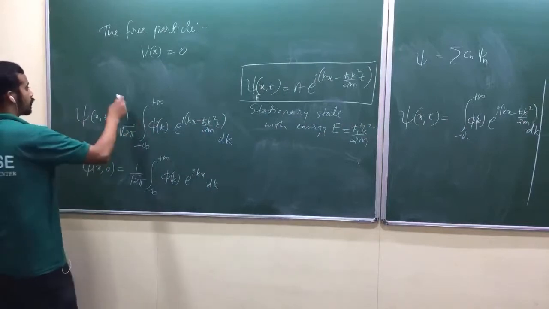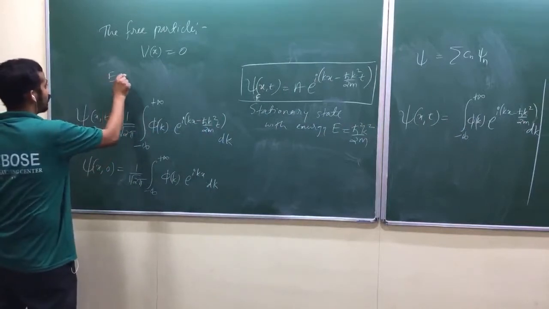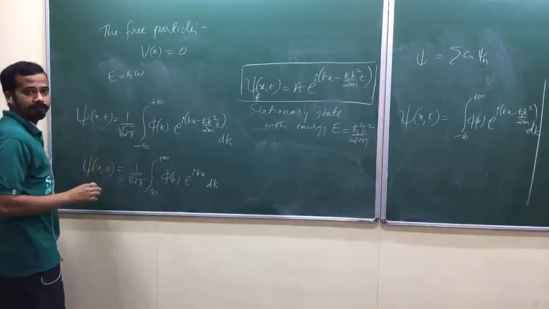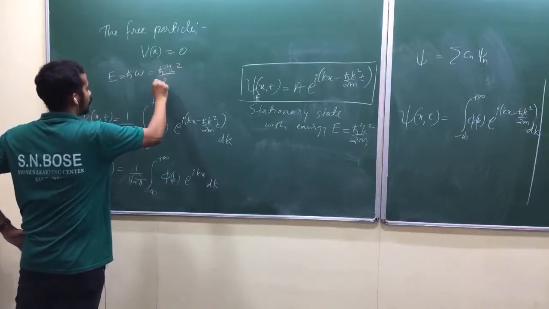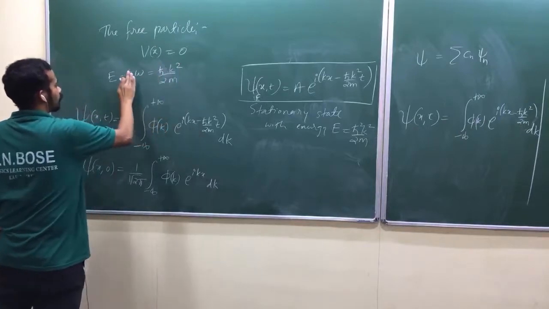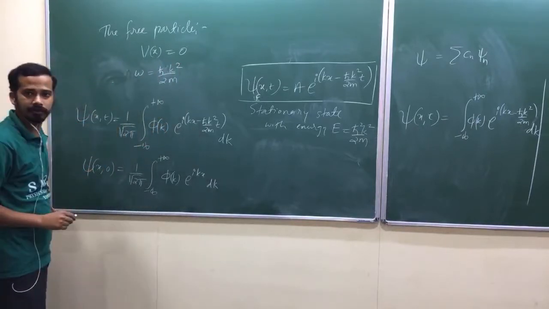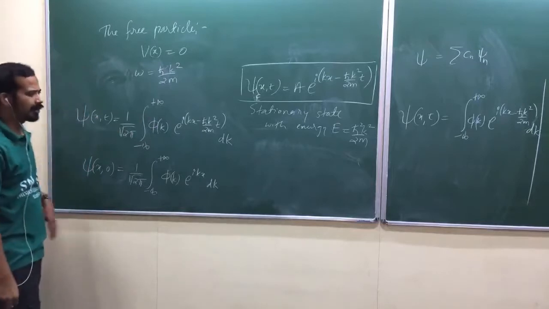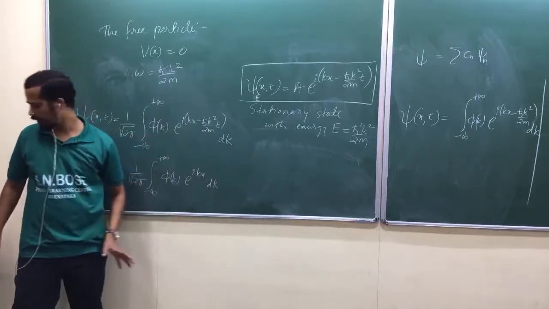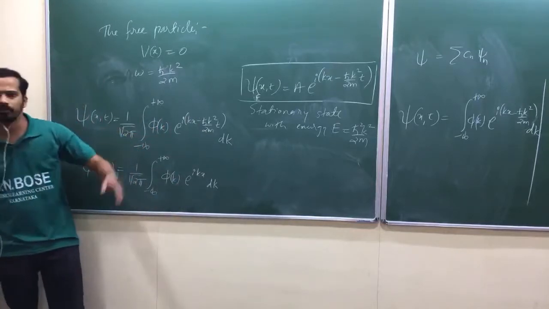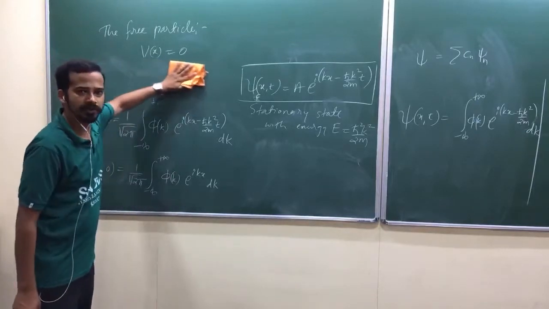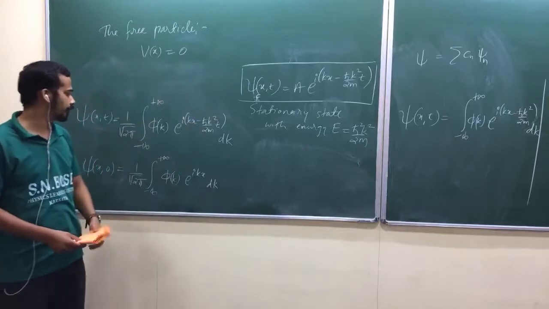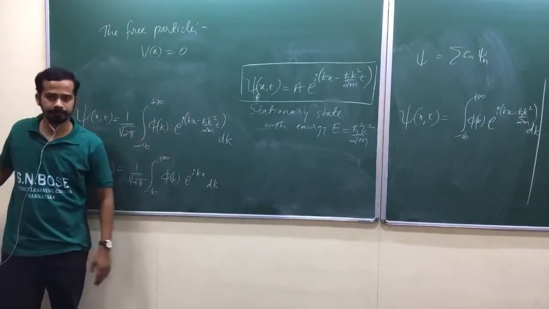Wait a second. You can call it omega only when you write E equal to h bar omega. E equal to h bar omega is equal to h bar square k square by 2m. Okay. So cancel out one h bar. Omega will be like this. But let it be as it is. Don't define omega because we can't define any frequency here. You can call it a wave frequency actually. Let it be like this.